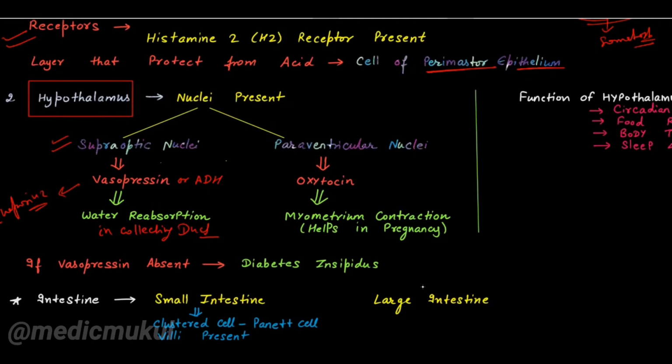Now the other nuclei present in the hypothalamus is the paraventricular nuclei. They produce the hormone we call oxytocin. When you think about oxytocin, think about contraction. In the uterus, it contracts the middle layer of the uterus, the myometrium, and we know that in pregnancy the myometrium will contract.